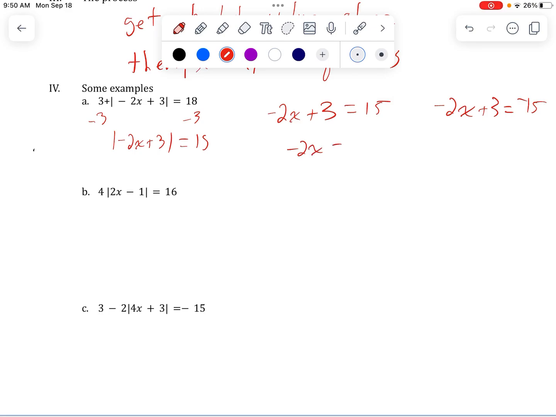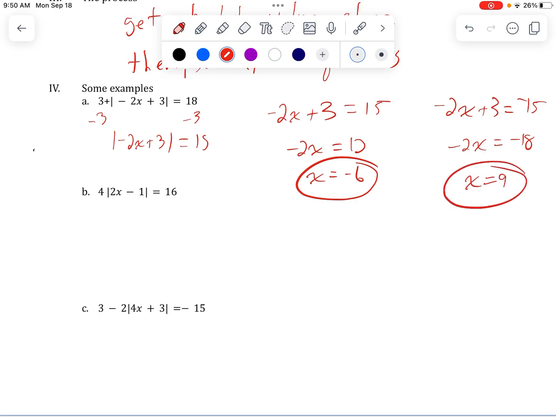I get negative 2x equals 12. I get x equals negative 6. And then I subtract 3. X equals negative 18. Divide by negative 2, and I get x equals 9. Okay, so again, I'm getting rid of this number first, and then after that, I'm setting up my two equations with this new number that's over here by itself. Let's do the same thing for B.